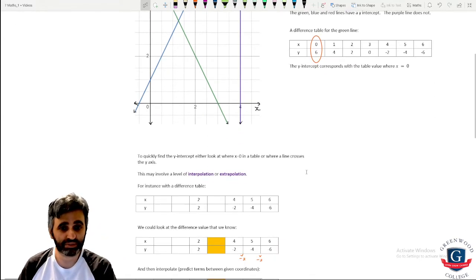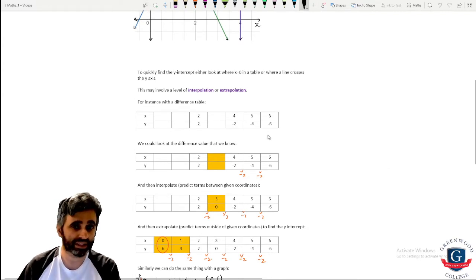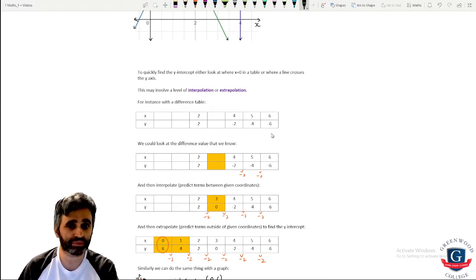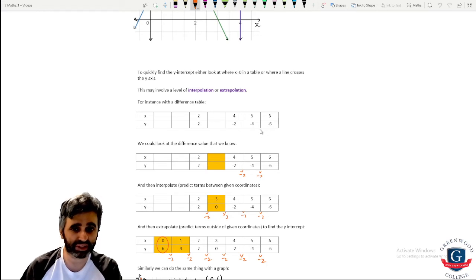So, continuing from that, sometimes we won't be given the y-intercept and we'll have to figure it out, usually by interpolation or extrapolation. That's taking the information that we have and applying it to something else. So we can see from this table that we've been given so far that each time it's going down by 2.